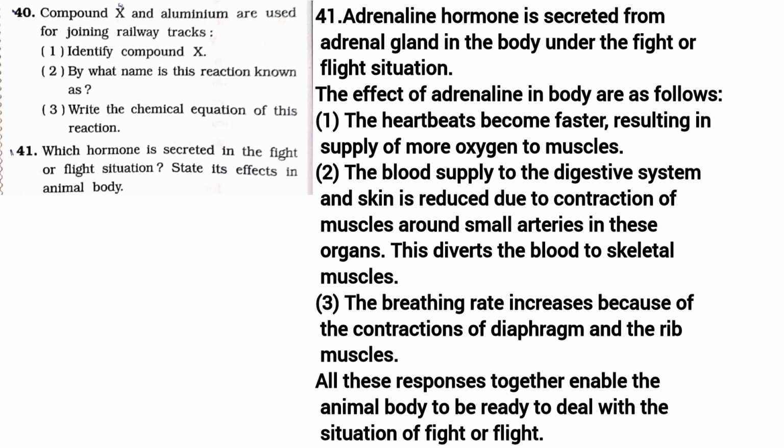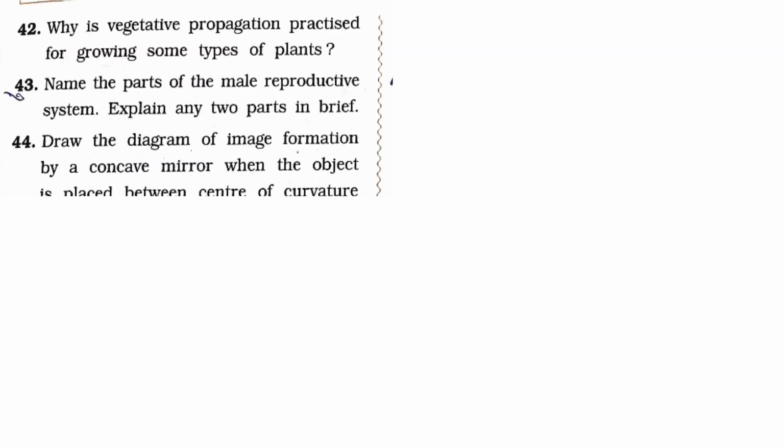Number 1. The heartbeat becomes faster, resulting in supply of more oxygen to muscles. Number 2. The blood supply to the digestive system and skin is reduced due to contraction of muscles around small arteries in these organs. This diverts the blood to skeletal muscles. Number 3. The breathing rate increases because of the contractions of the diaphragm and the rib muscles. All these responses together enable the animal body to be ready to deal with the situation of flight or fight.